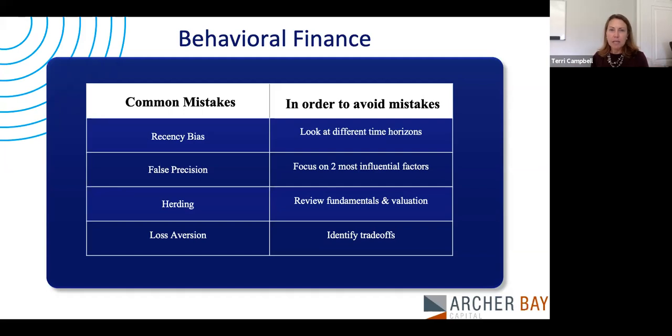The key is to be careful not to add so many different factors into whatever it is that you're building out that you lose sight of the 2 or 3 things that really matter the most. And for investors, the things that matter most are how much you're spending, how much you're saving, and what your investment returns are over time.